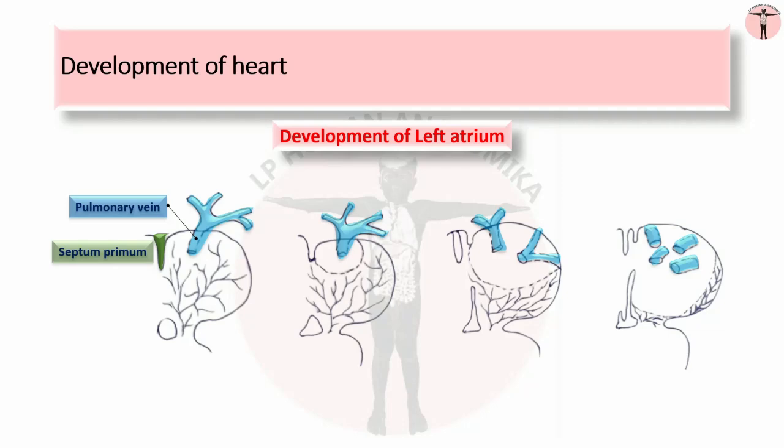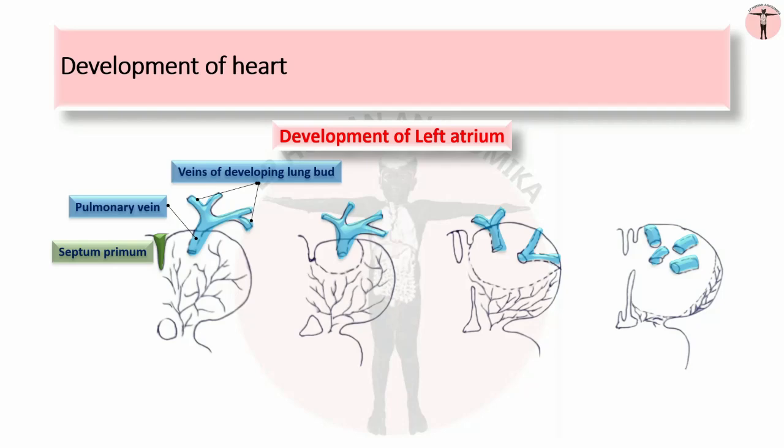According to the first view, the pulmonary vein develops as a sprout and gains connection with veins of the developing lung buds. The second view is that the pulmonary vein sprouts and bifurcates to form four veins, which then grow towards the lung buds. During further development, as seen in the diagrams, the pulmonary veins and its branches are incorporated into the left atrium.